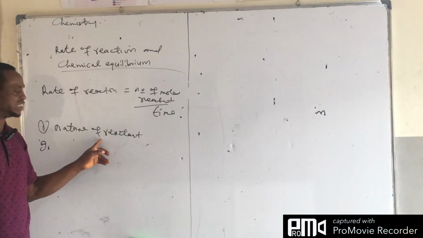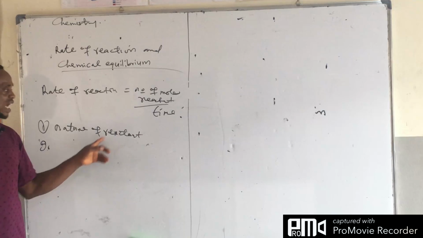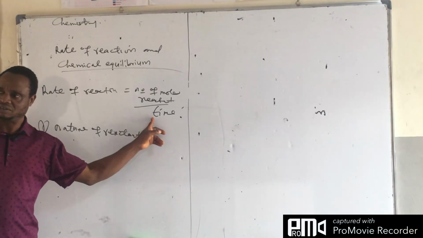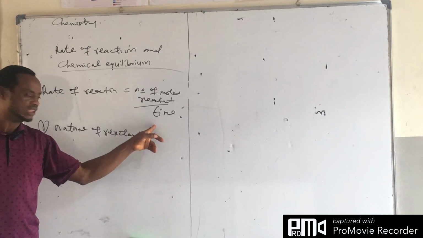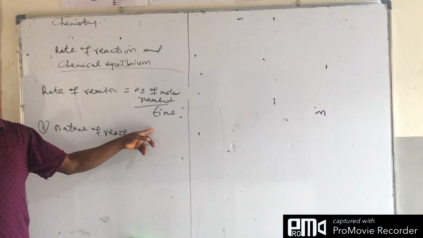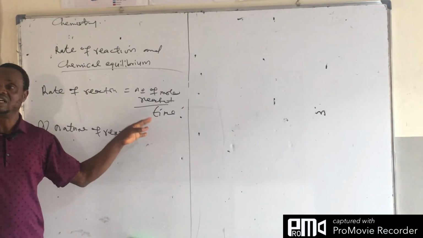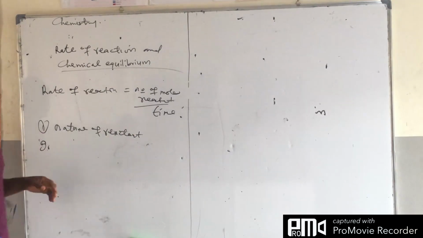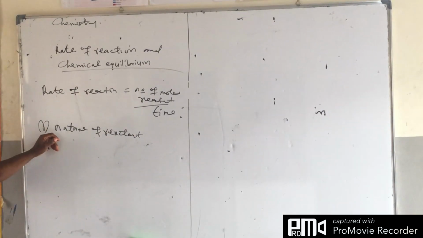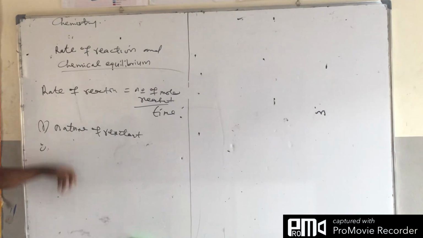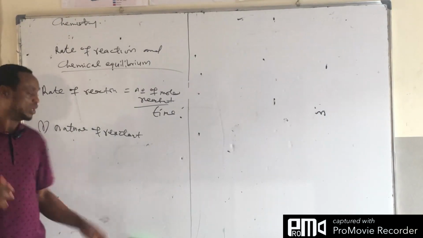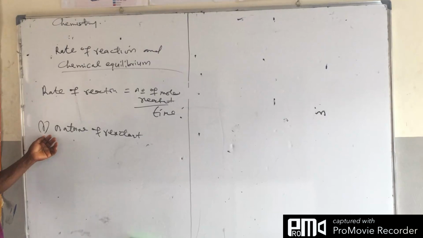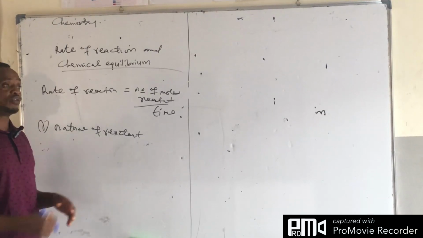So the nature means at which stage are the reactants? Are they gaseous? Are they solid? Or are they in liquid state? The ones in liquid and gaseous state react fastest, but the ones in solids are so slow. That is the rate and the nature of reactants.